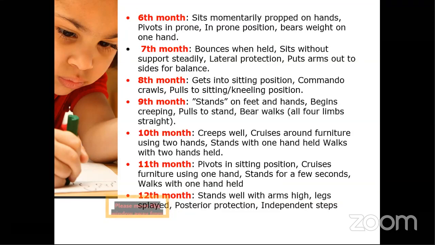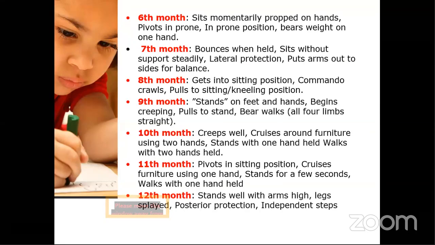6th month: sits momentarily propped up on hands, points in prone. In prone position, bears weight on one hand. With one hand, the child is able to bear the weight. 7th month: bounces when held, sits without support steadily. Lateral protection is present, and the child puts arms out to the side for balance.